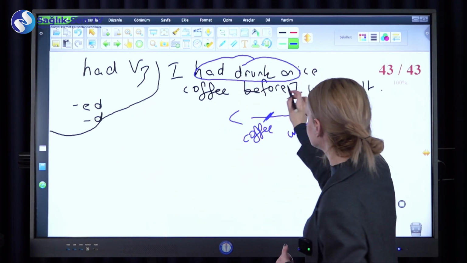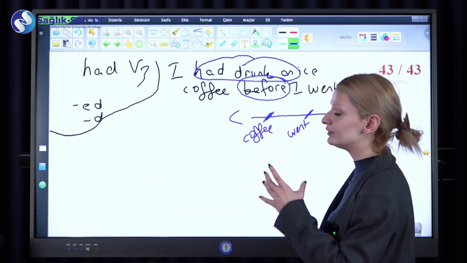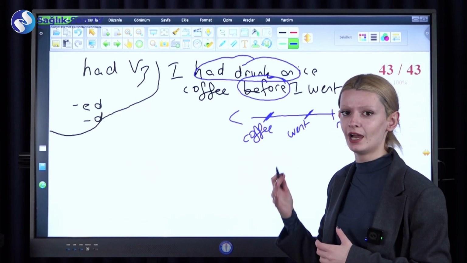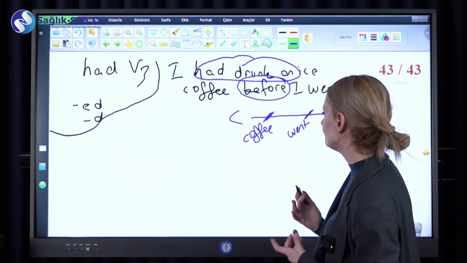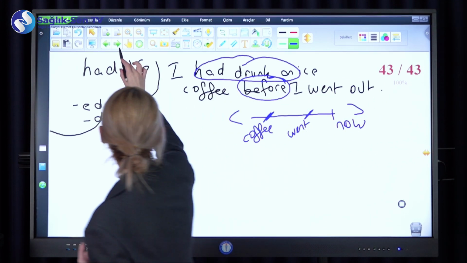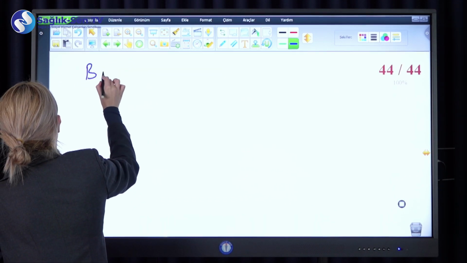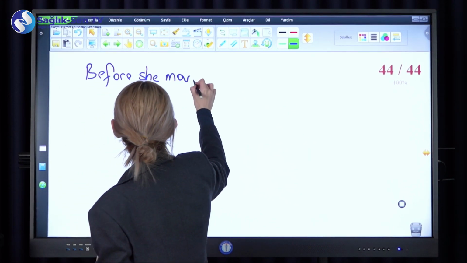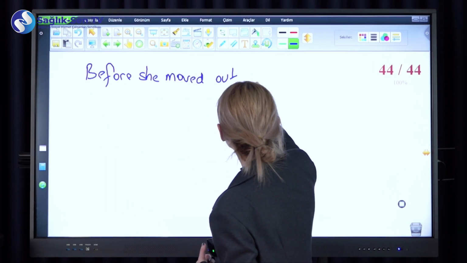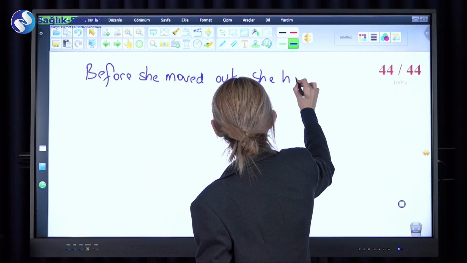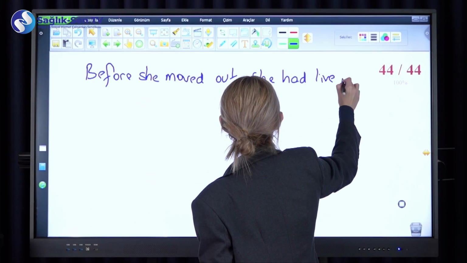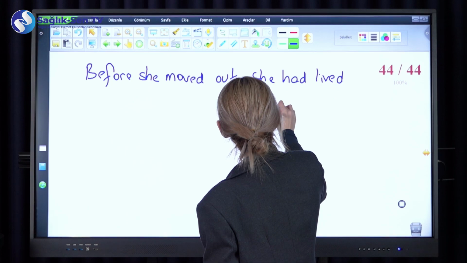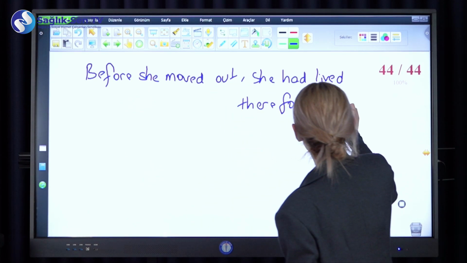And as you can see, we are going to use before and after very often to indicate the timeline. Before she moved out, she had lived there for a long time.